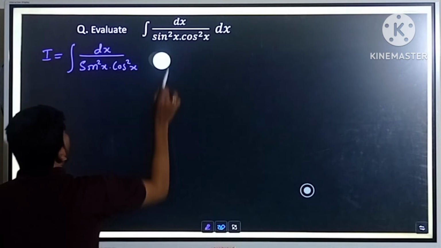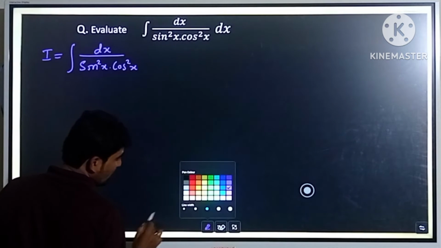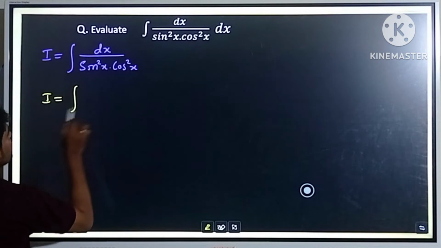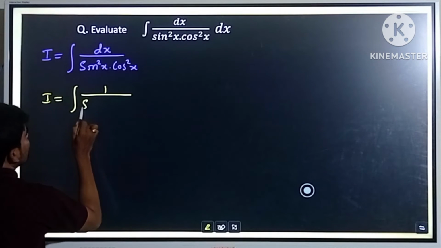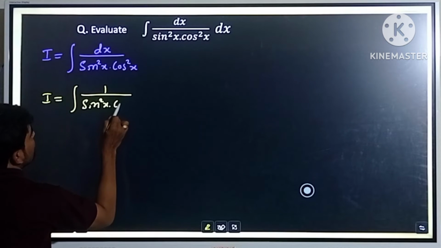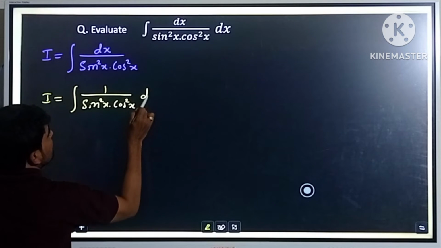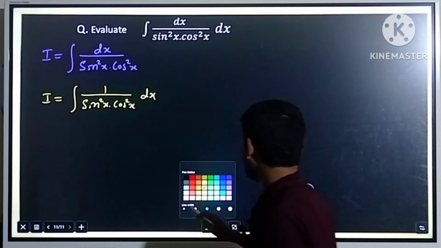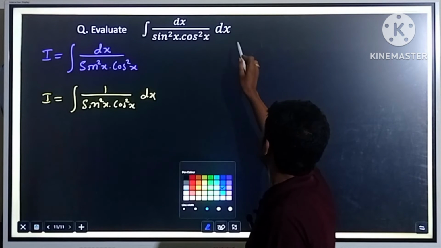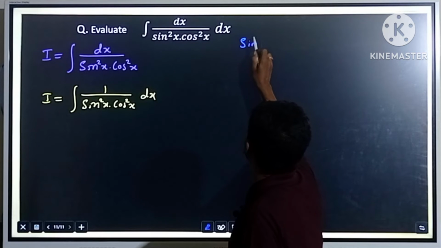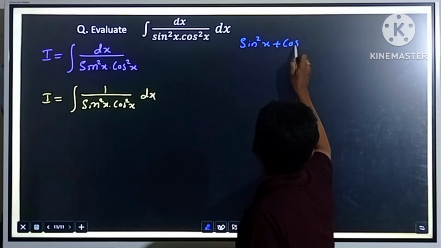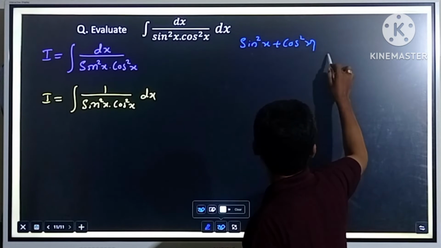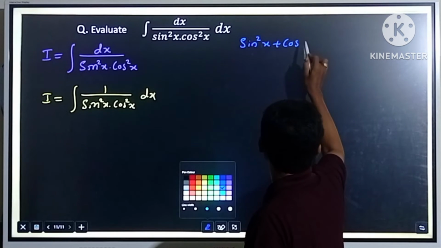See here, in this integration problem, firstly I can be expressed as I is equals to integration of 1 divided by sin square x into cos square x dx. Again, we know one of the basic identities of the trigonometric ratios, that is, sin square x plus cos square x is equals to 1.